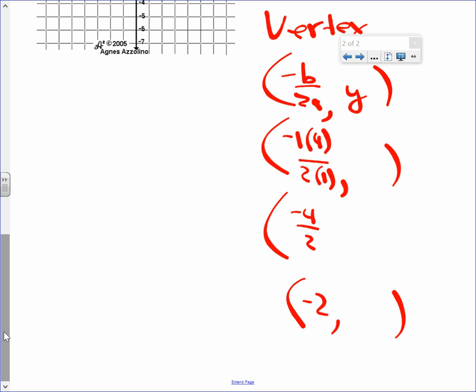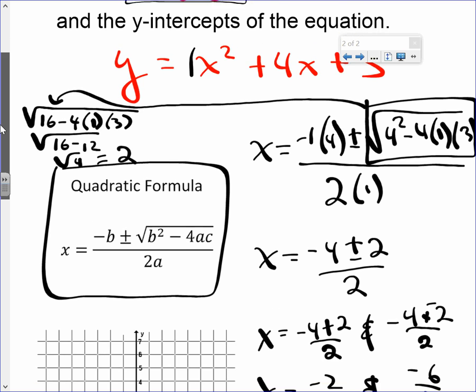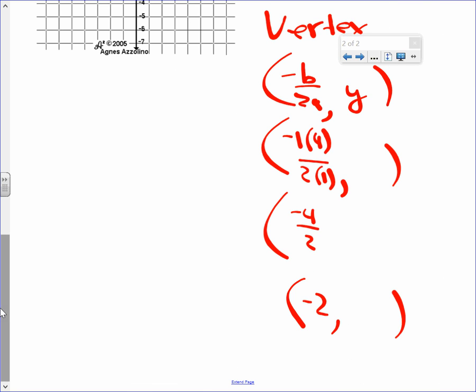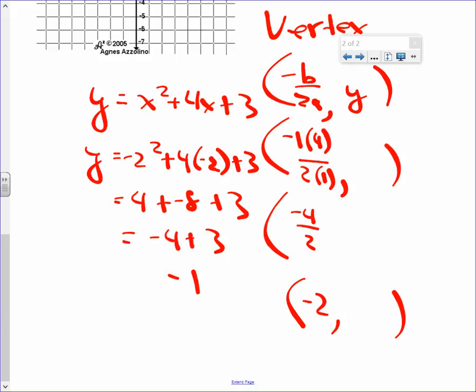Let's plug that x coordinate back into the equation. The equation is right here, y equals x squared plus 4x plus 3, right here on top. So here we go. Y equals x squared plus 4x plus 3. It's -1, huh? Let's try it. So -2 squared plus 4 times -2 plus 3. Nice. 4 plus -8 plus 3, huh? -4 plus 3, -1. You guys are awesome.